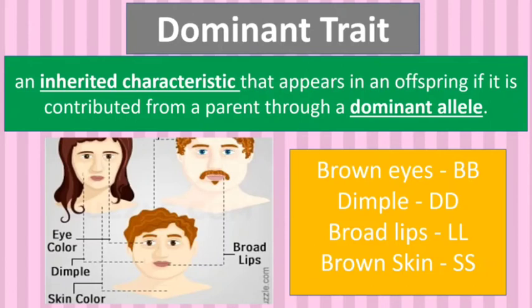So like this, the dominant characteristics are shown by capital letters. So here, brown eyes: if both are dominant, the child will have brown eyes. Both have the dimple, so the child will have the dimple. Whosoever has a dominant characteristic, that characteristic will be transmitted to the offspring. So that is called a dominant trait or characteristic.